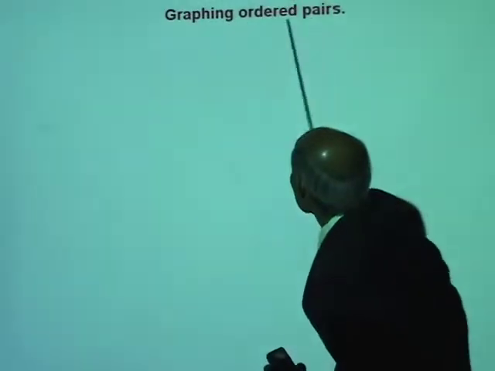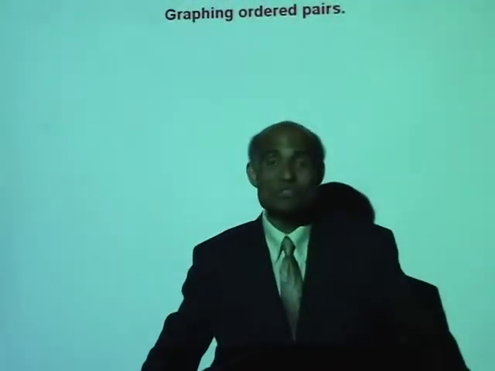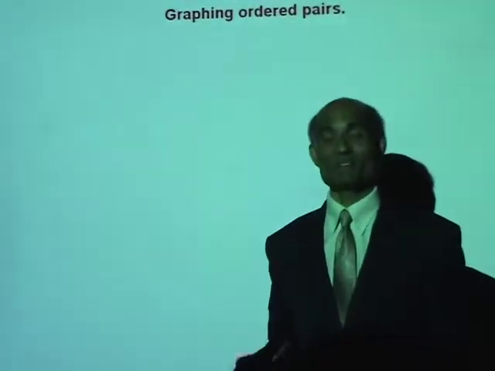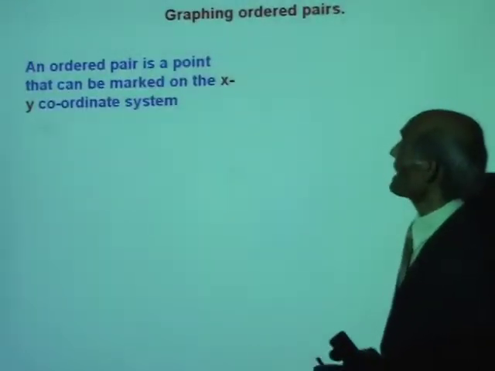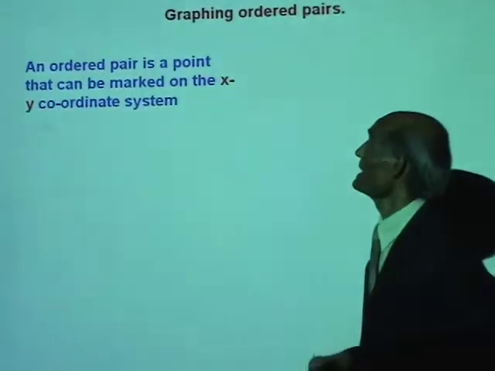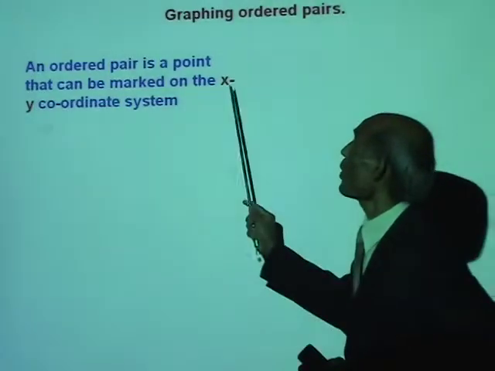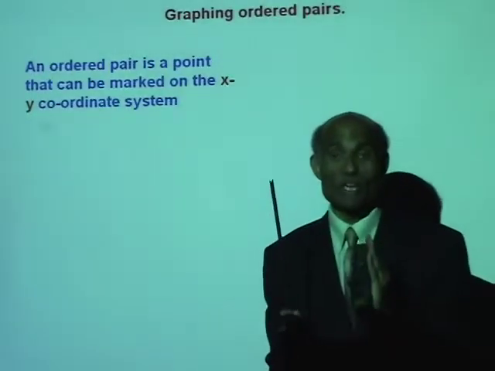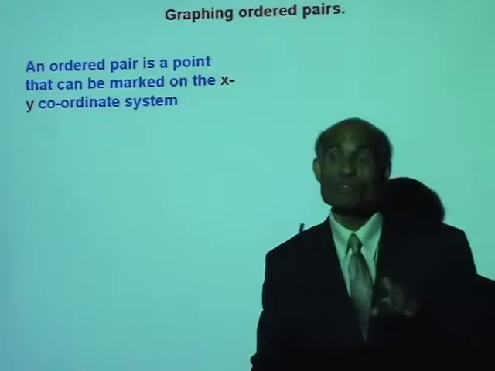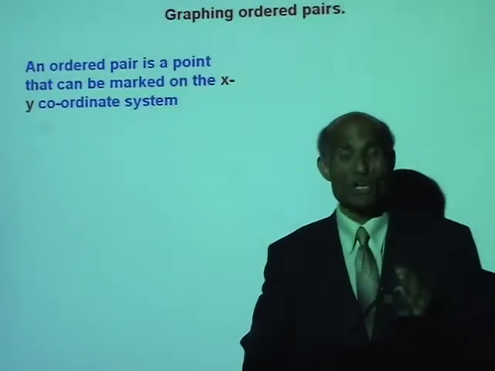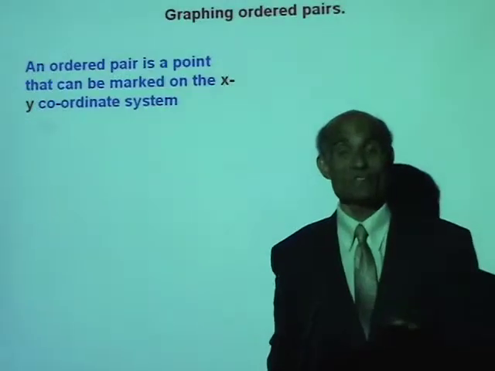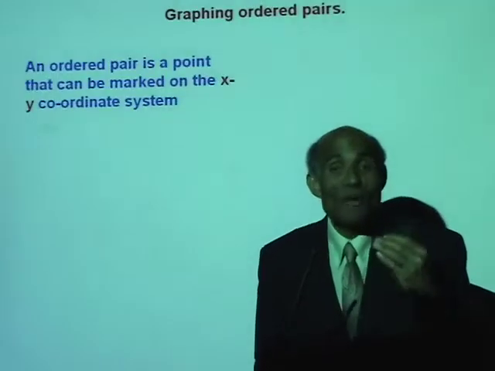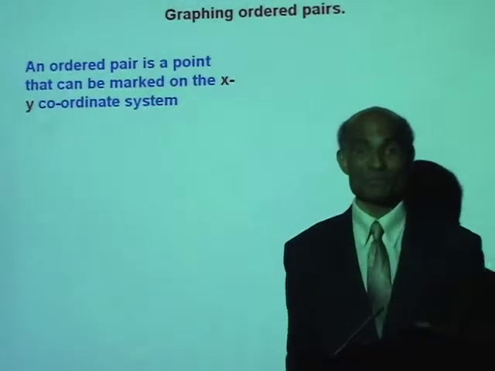Let's now talk about graphing ordered pairs. How do we use the ordered pairs to construct a picture of our relationship? Alright, so let's see how we can graph an ordered pair. An ordered pair is a point that can be marked on the xy coordinate system. You see, we have talked about the xy coordinate system having first quadrant, second quadrant, third quadrant, fourth quadrant, and so on. Now, when you have an ordered pair, you can judge where that ordered pair belongs.